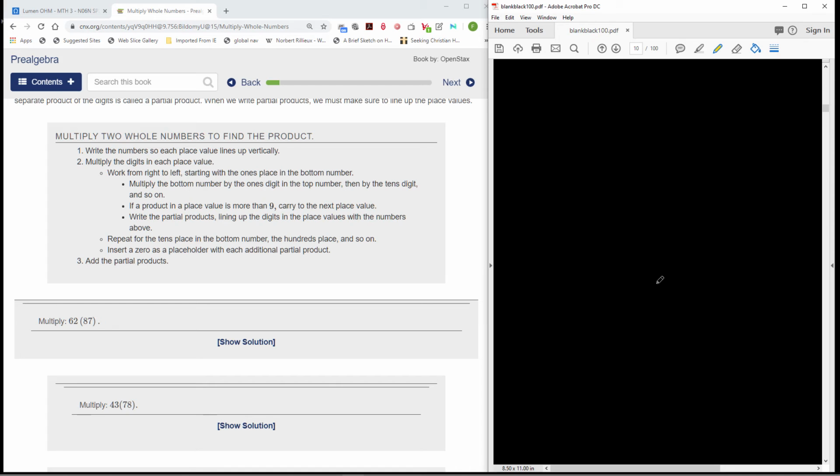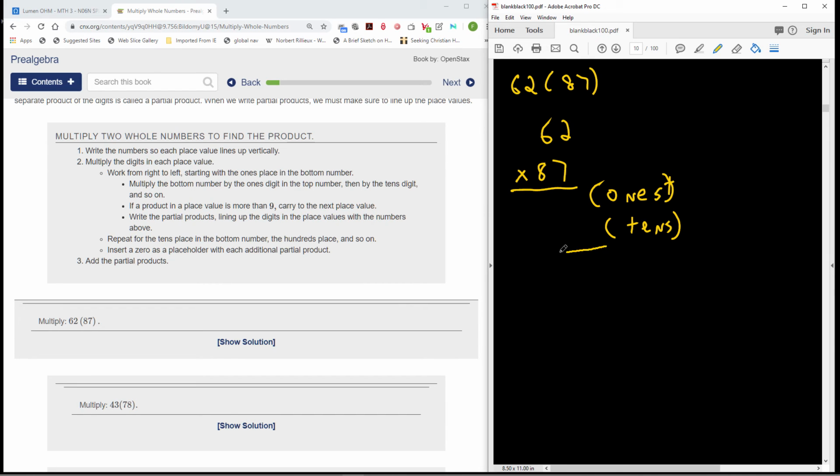So, for example, if I have 62 times 87, I'll put this in column style. I have 62 times 87. So I can see all the changes here. The first time I multiply, it's going to give me the number of ones. The next time I multiply, I'm multiplying by the 8, it'll give me the number of tens. And then I add these up partially, and that gives me my total.